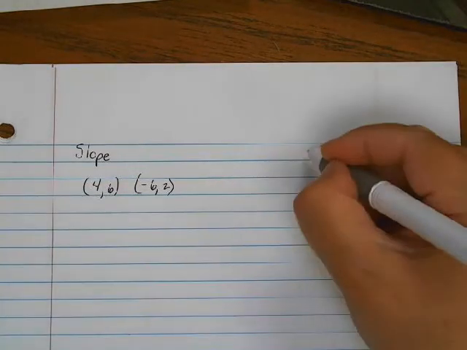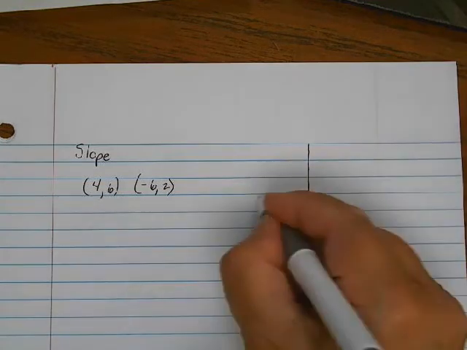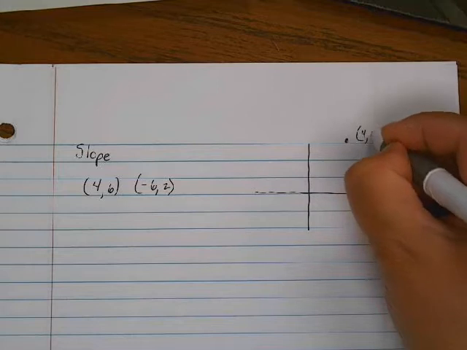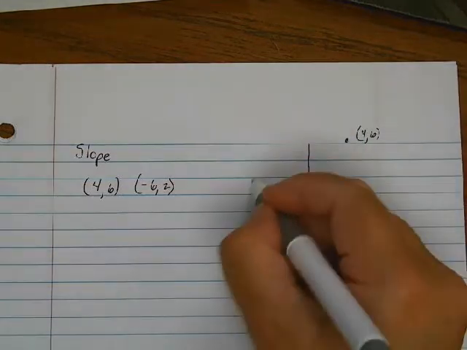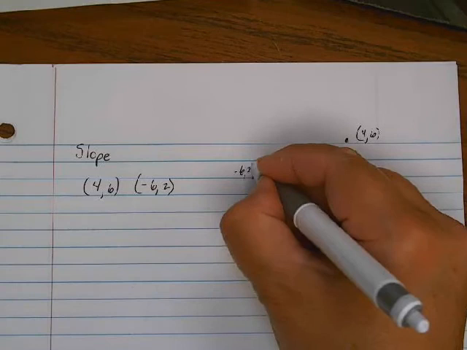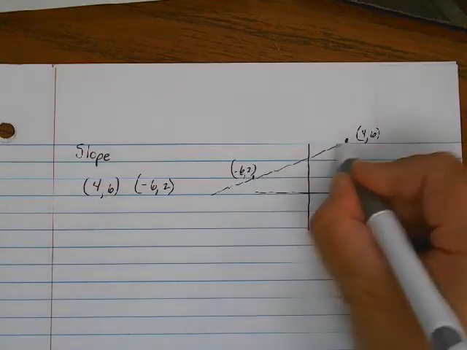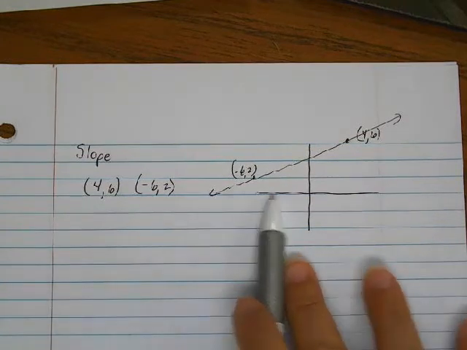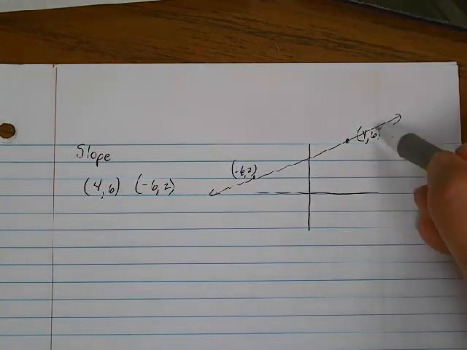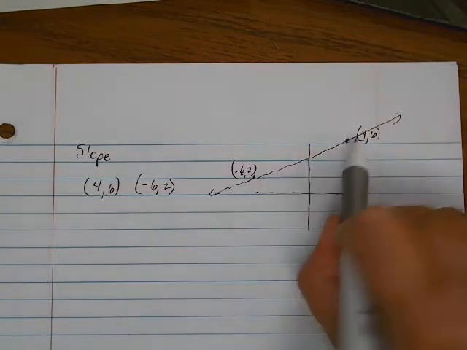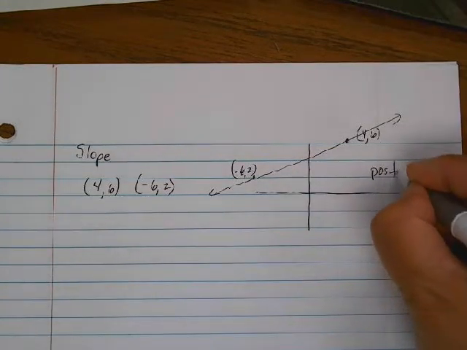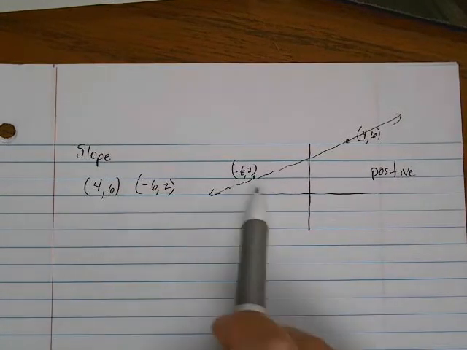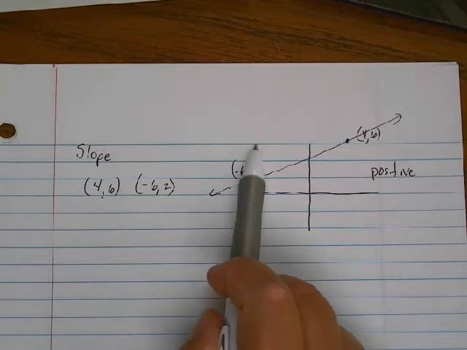Let's just think about what that would look like if I graphed it. The point (4,6) would be up here somewhere. And the point (-6,2) would maybe be over here somewhere. So you can see this line looks something like this. As I move from left to right on my graph, this line is rising. Since it's rising as I move from left to right, I know this is going to have a positive slope.